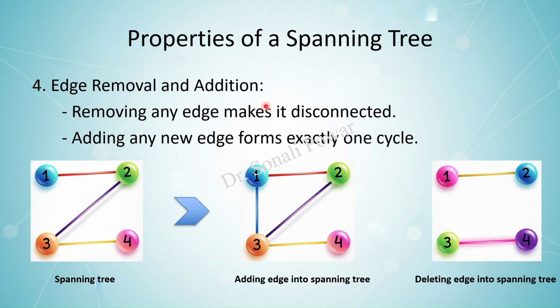The next property is related to edge removal and addition. If you remove any edge from the spanning tree, it becomes disconnected. But if you add a new edge, it will form exactly one cycle. Consider the following spanning tree which contains 4 vertices. So the number of edges in the spanning tree will be 3. If you add one edge, it will create exactly one cycle. And if you delete any edge from this spanning tree, it will become disconnected.